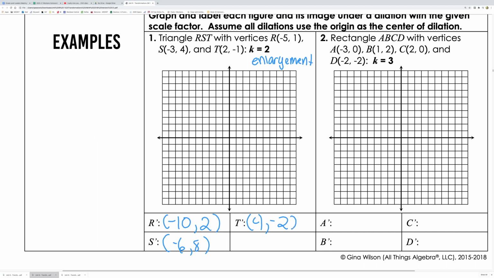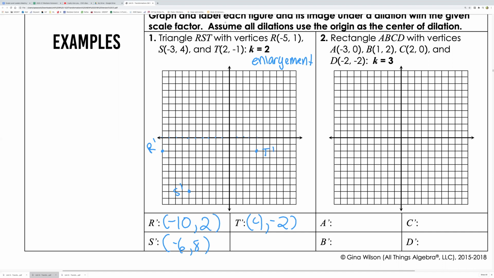I'm going to go ahead and plot that. So going 1, 2, 3, 4, 5, 6, 7, 8, 9, 10, down 2. That gives me R prime. 1, 2, 3, 4, 5, 6, down 8. It's going to give me S prime. And over 4, so 1, 2, 3, 4, down 2, it's going to give me T prime.